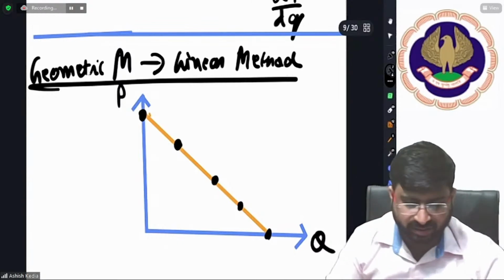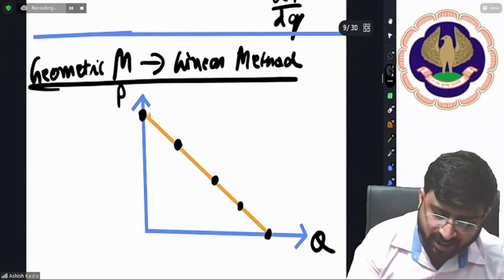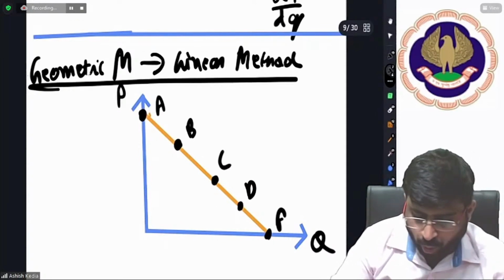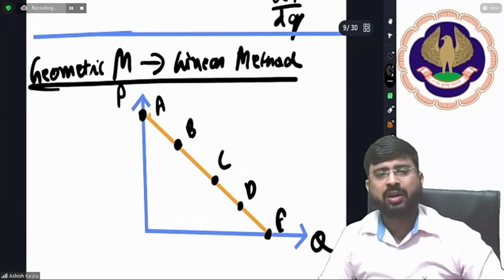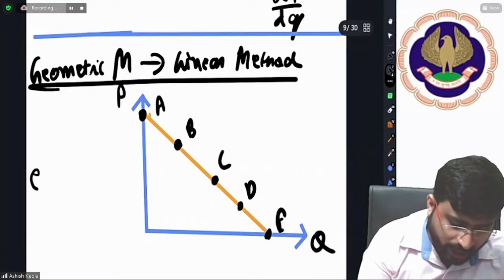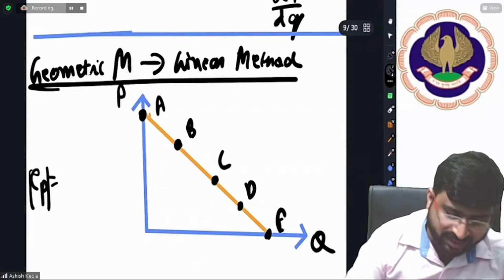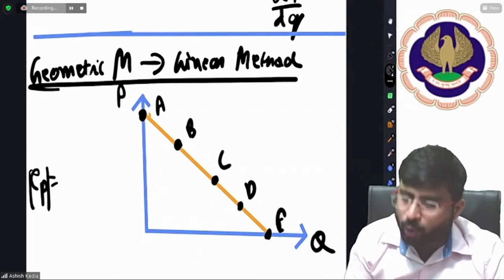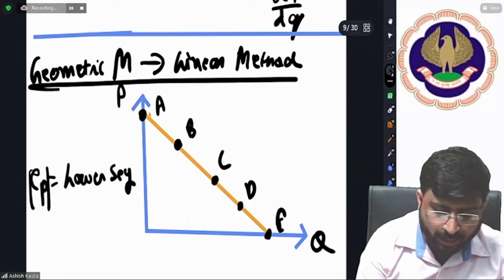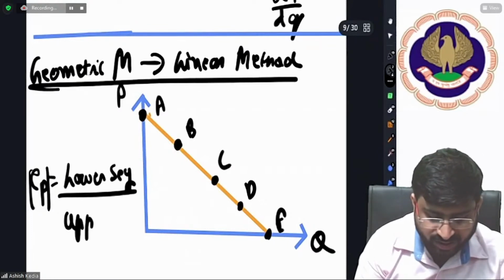Can you see? Yes, sir. Let me name each of the points. This is point A, B, C, D, E. Cool? Yes, sir. This method is even simpler. What does it say? That to calculate price elasticity, just take the length of lower segment by length of upper segment. Bas, finished.